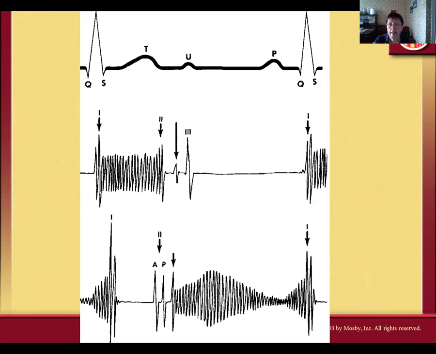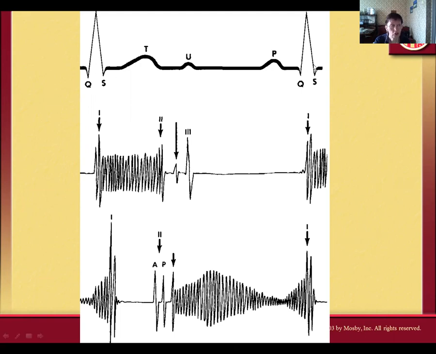Here we can see the phonocardiogram that was recorded at the apex. Of course, they are not normal, and here we see something in systole between S1 and S2, or here something in diastole, which is called heart murmur. But let's analyze the sounds first.